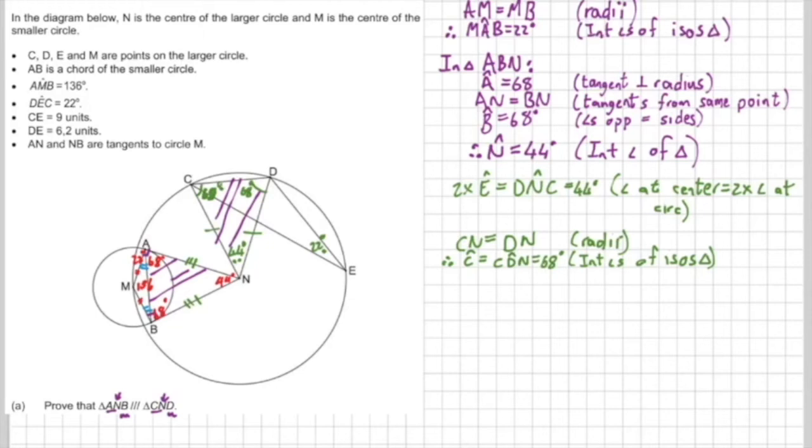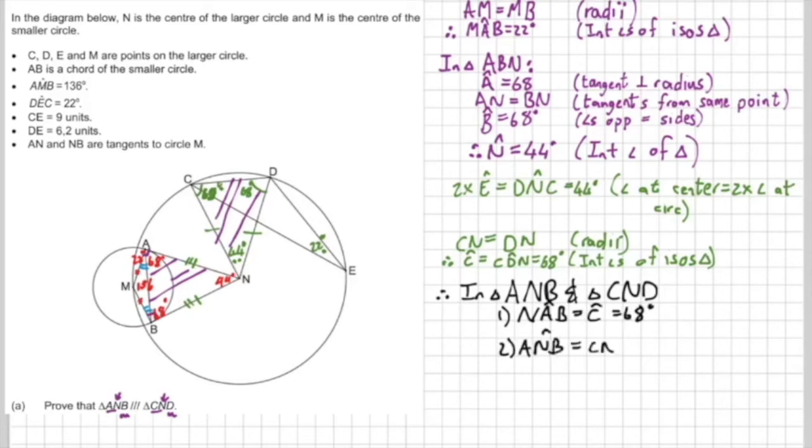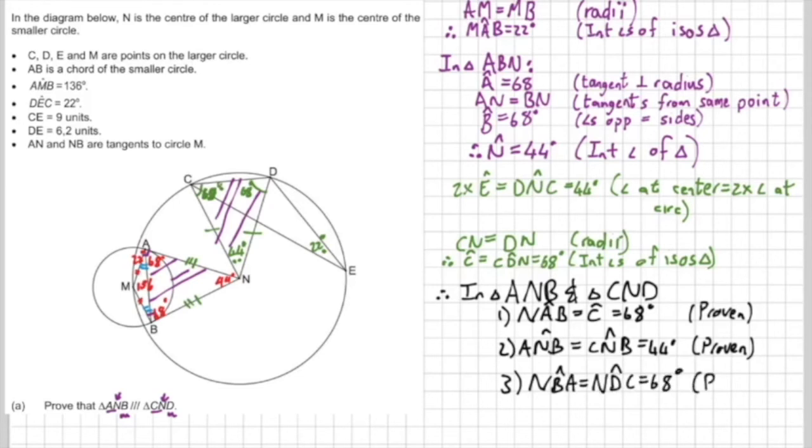Let's now go and see. Okay, I want to finish off this sum. So I'm going to look at the similarity. So in triangle ANB and triangle CND, firstly I have angle NAB is equal to angle C, 68 degrees. Secondly, I have angle ANB equal to angle CNB, 44 degrees. But I mustn't forget to write that this has been proven. Lastly, angle NBA is equal to angle NDC, 68 degrees, also proven. This will finish off my sum, and therefore triangle ANB is similar to triangle CND because of angle, angle, angle.